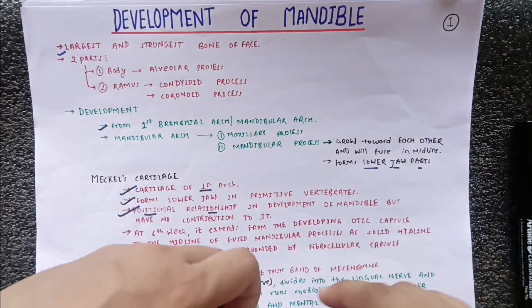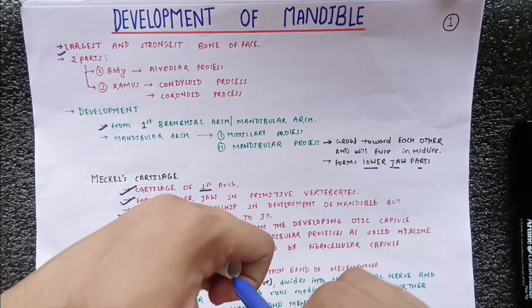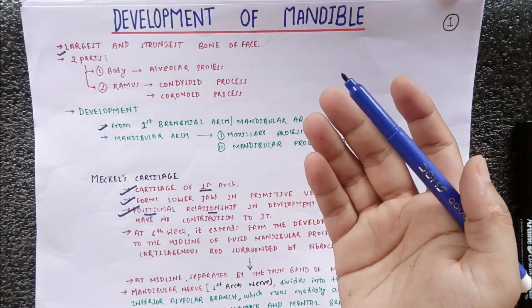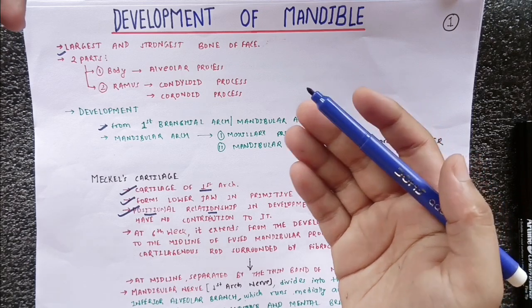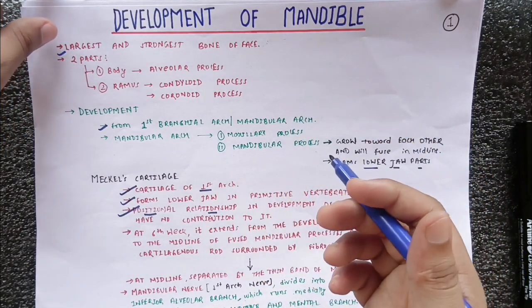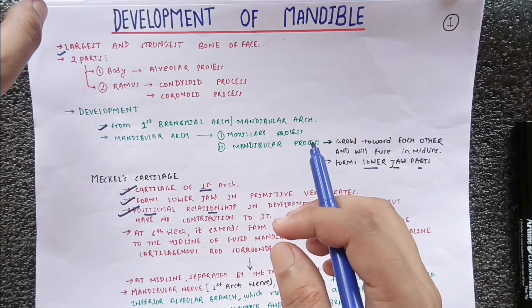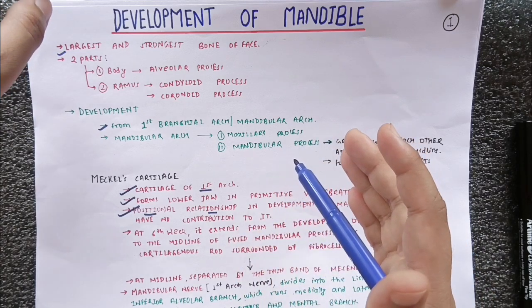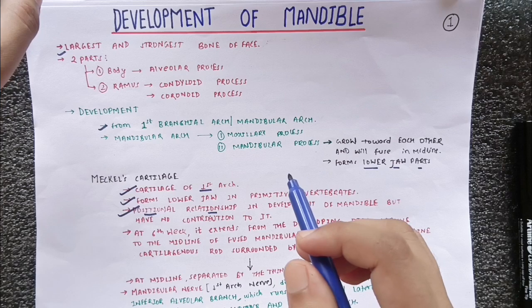Okay, so just remember this is very important. They can ask you in a viva what is the function of the Meckel's cartilage during the formation of the mandible. You should tell them that it acts as a template and helps in the development of the mandible, but it does not form part of the mandible.